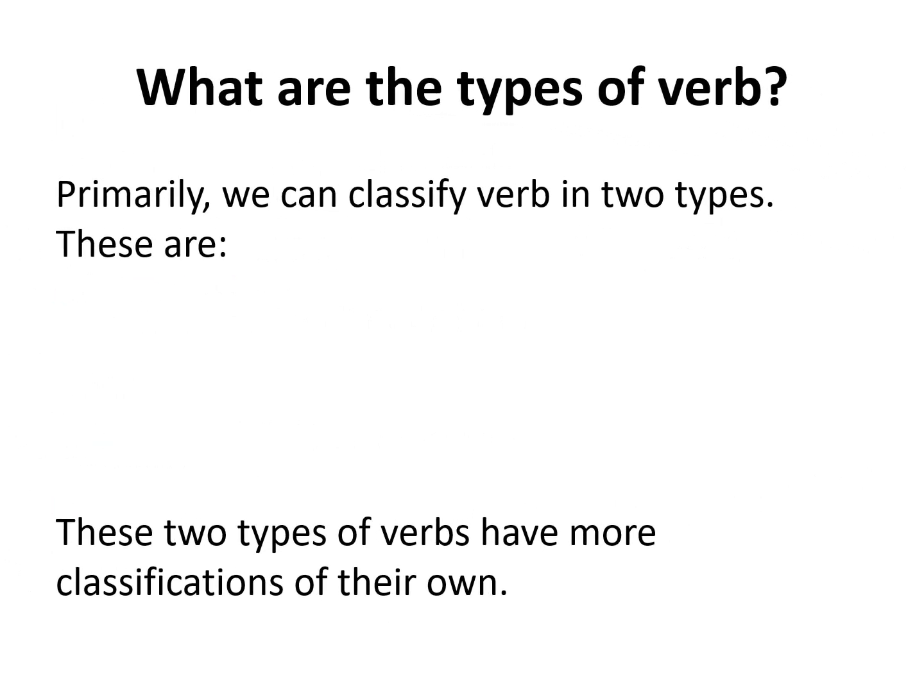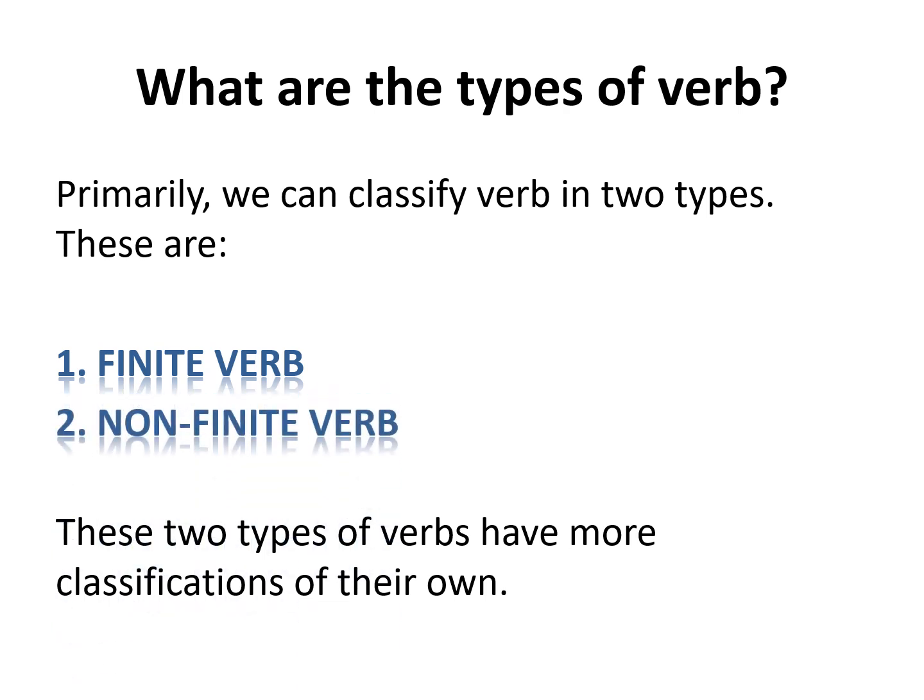Now we have to know what are the types of verb we use in sentences. Primarily, we can classify the verb in two types, and these are finite verb and another is non-finite verb. But these two types of verbs again have more classifications. But in this class, we will just know about finite verb and non-finite verb.